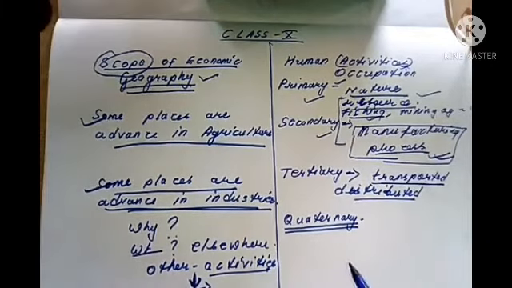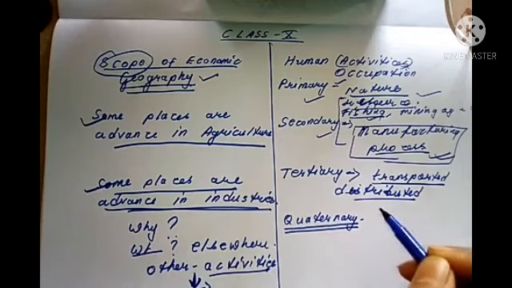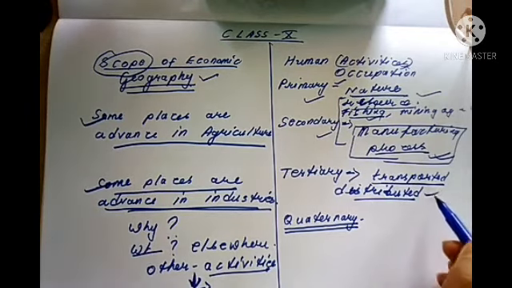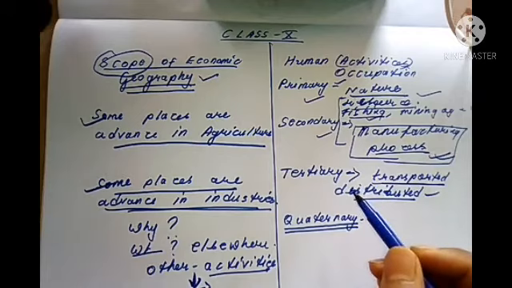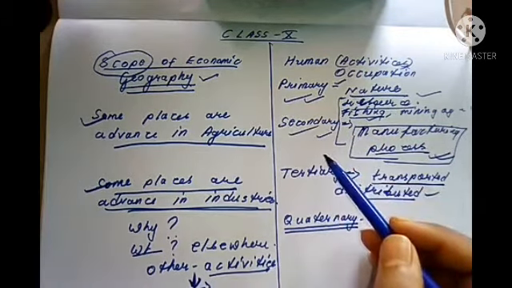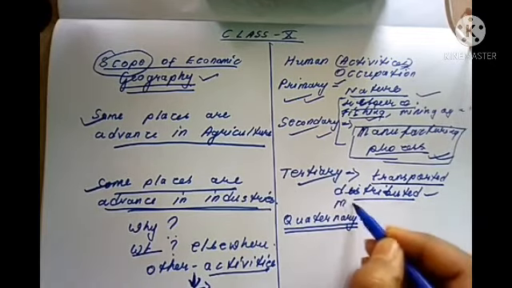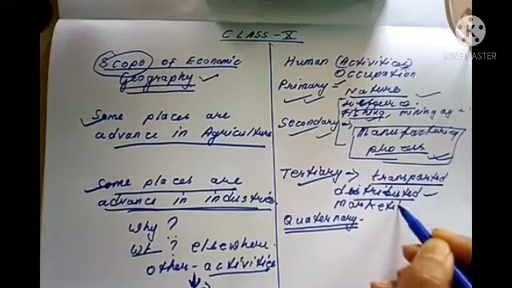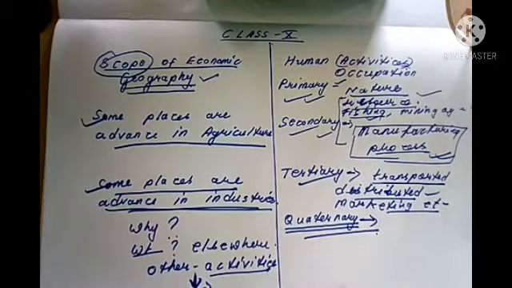In the beginning, on the meaning of economic geography, in the first video I said that the process of production, consumption, distribution and exchange of resources in the contemporary period is studied in economic geography. So production means primary and secondary occupation, and distribution, which is done in tertiary occupation, and here also marketing etc. are included in tertiary occupation. But quaternary occupation is quite different.